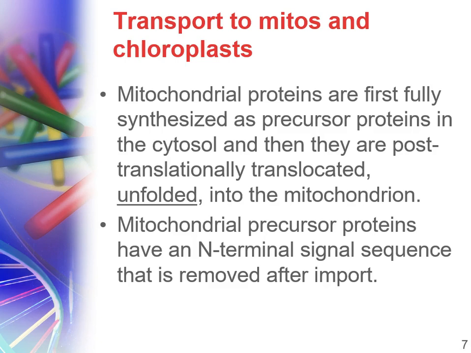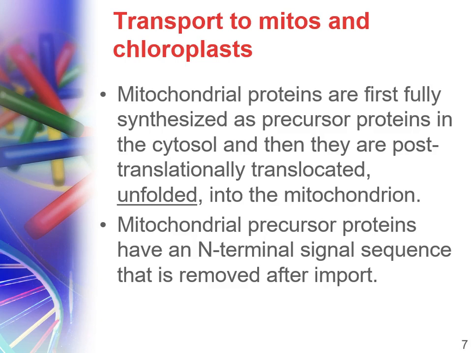The way this occurs is that mitochondrial proteins are first fully synthesized in the cytosol on cytosolic ribosomes, and then the transport occurs. These adjectives are important because it's different for different kinds of transporters. This is post-translational, so the proteins are completely made first. The translocation happens after they are made, and they are transported unfolded into the mitochondrion. What that means is that the cell needs some way of distinguishing the proteins that are destined for the mitochondrion from those that are to remain in the cytosol.